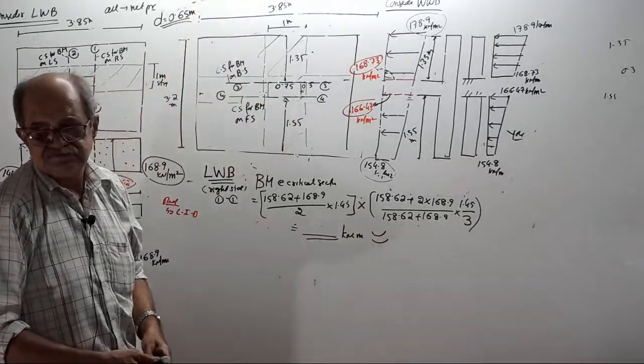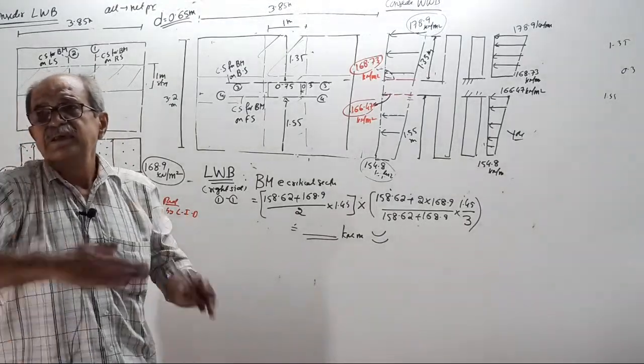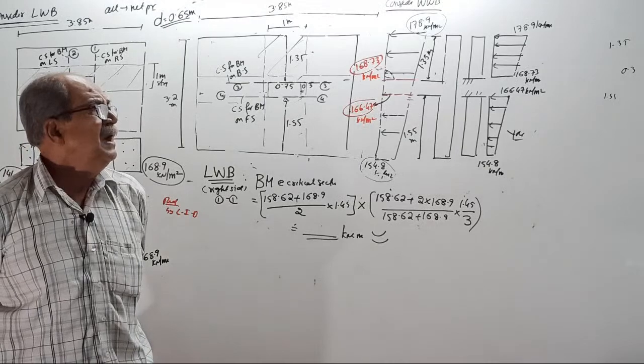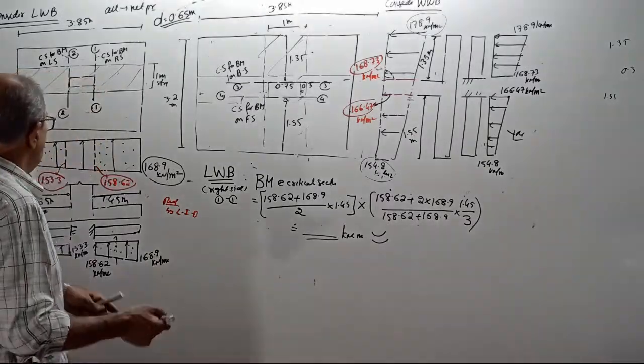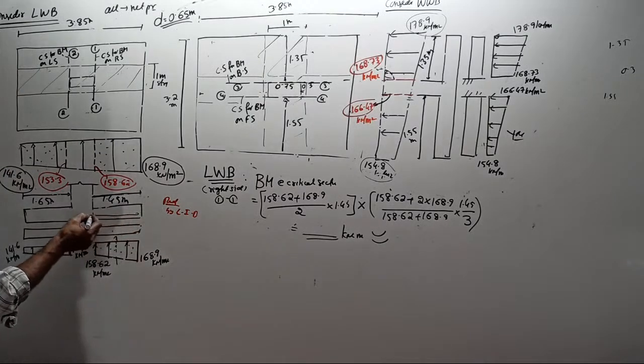Answer. Hey, answer. That is going to be sagging BM. For isolated footing due to pressure, BM is always sagging. Therefore, you require bottom steel. You know it. You require bottom steel.